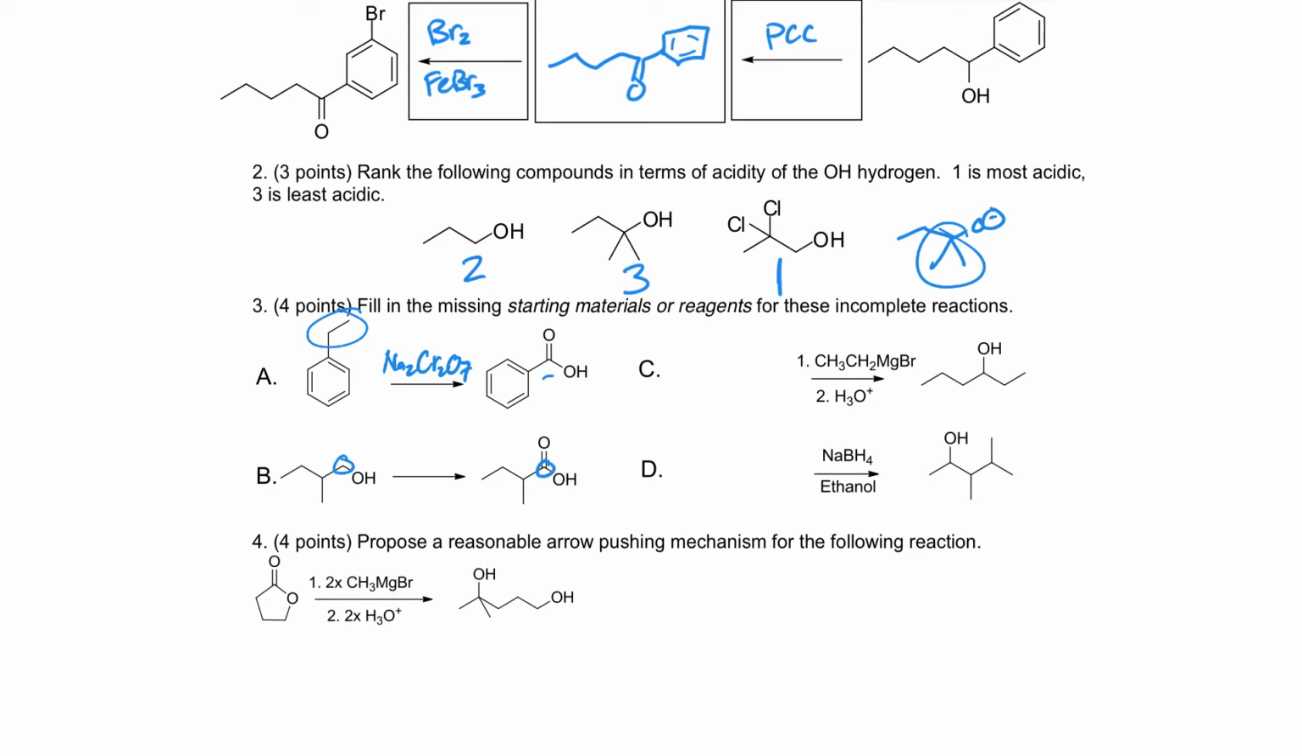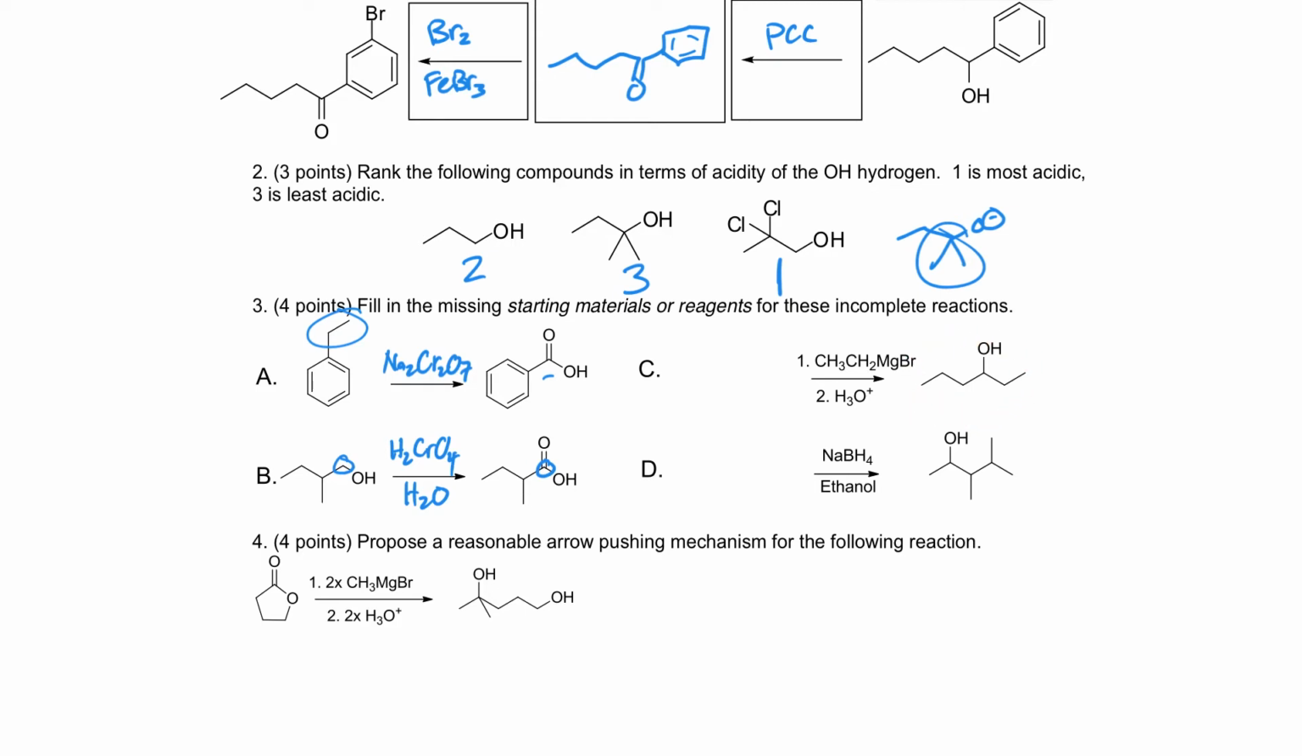We can do that also with chromium reagents. Let's use Jones reagent in this case, H2CrO4, mixed with water. That will give us a primary alcohol oxidized to a carboxylic acid. And the second one here is, looks like we need to fill in the starting material. We're reacting an ethyl Grignard followed by mild acid to make this secondary alcohol.